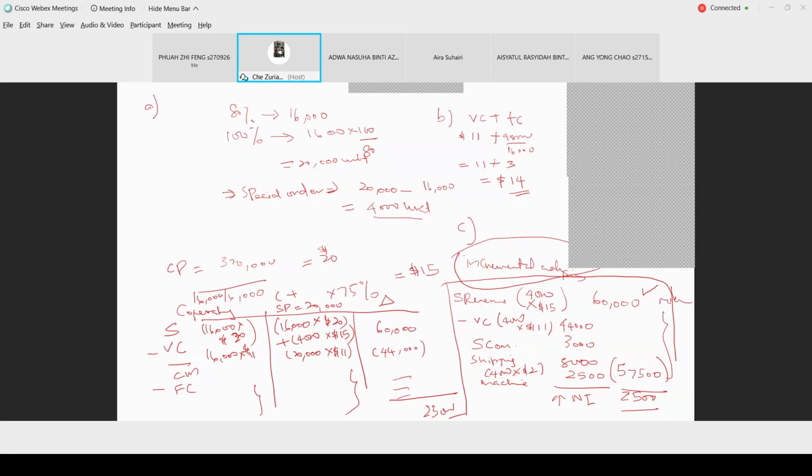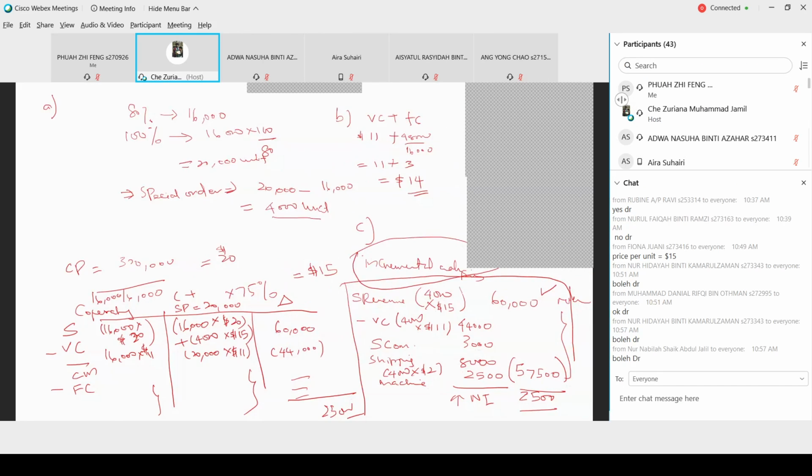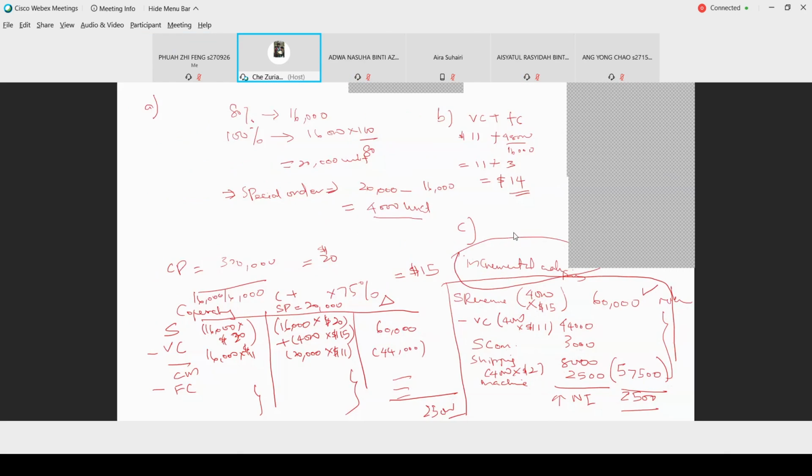Okay, boleh? Ada soalan tak? Alright. So the D, what is the lowest price that Ramos could accept for the special order to earn net income of $1.20 per unit? Okay, maksudnya sekarang ni cost to produce the special order is this one kan? Kita dah calculate tadi 57,500. So the cost to produce 4,000 units is 57,500.